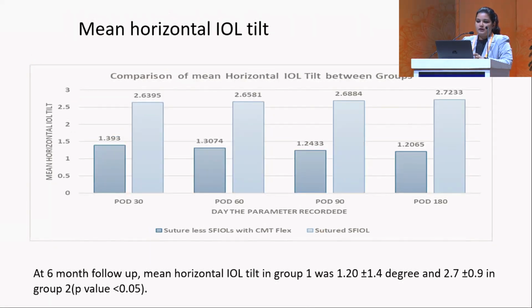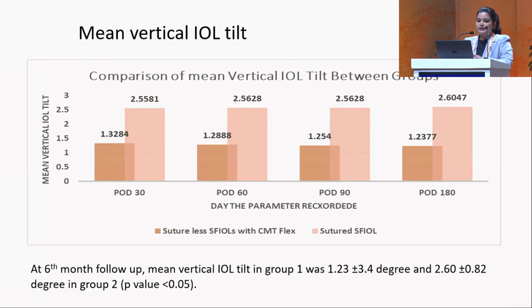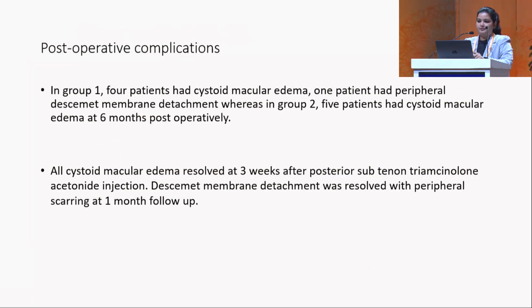Coming to the horizontal IOL tilt, in group 1 it was 1.2 degrees, whereas in group 2 it was 2.7 degrees. The vertical IOL tilt in group 1 was 1.23 and in group 2 was 2.6. All of these were clinically significant. It can be seen that CMT flex IOL had lesser tilt compared to the sutured SFIL. There were few postoperative complications like cystoid macular edema, which resolved following posterior subtenon triamcinolone injection.